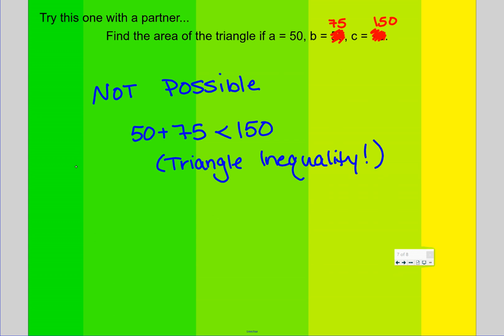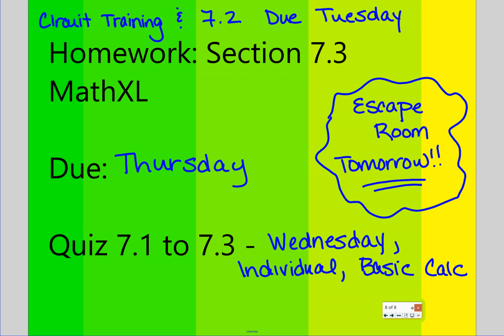Area of triangles. Okay, so last part of the period is yours. You guys can use this to work on some of your Math Excel if you want. Here's what's happening for the next few days then. So tomorrow we're going to do an escape room. You need your calculators for tomorrow because you're going to be using law of sines, law of cosines, and the area formulas to be able to escape. And then circuit training is due tomorrow from last week. 7-2 Math Excel is due tomorrow night. Wednesday, we'll do a quiz. Your quiz is individual, basic calculator, but you will be given the formulas. And then Thursday is when your 7-3 Math Excel is due. Okay? Yeah. Good? All right.